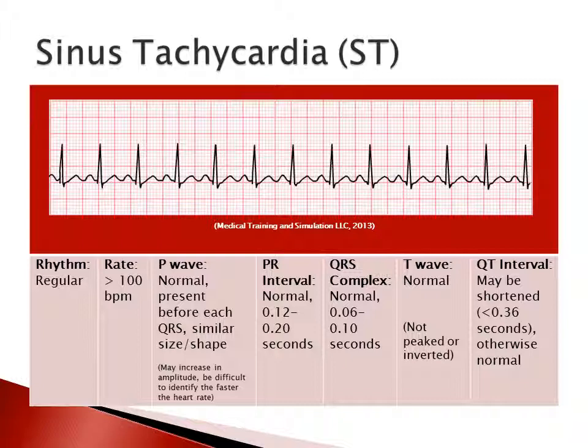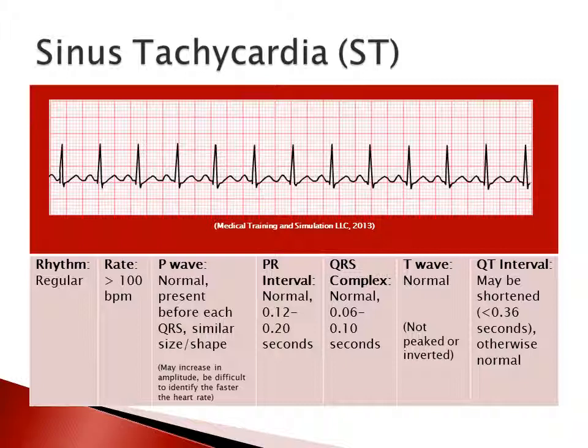There are normal P waves all the way across the strip. There's one in front of each QRS complex, and they're all upright and the same size and shape. And our PR interval measures 4 small boxes, which is 0.16 seconds, and falls right in that normal range of 0.12 to 0.20 seconds. The QRS complex is 0.06 seconds because it takes up 1.5 small boxes, and we know that this is normal. When we look at the T waves, we can see there's a T wave across the strip. There are no peaks and no inversions.